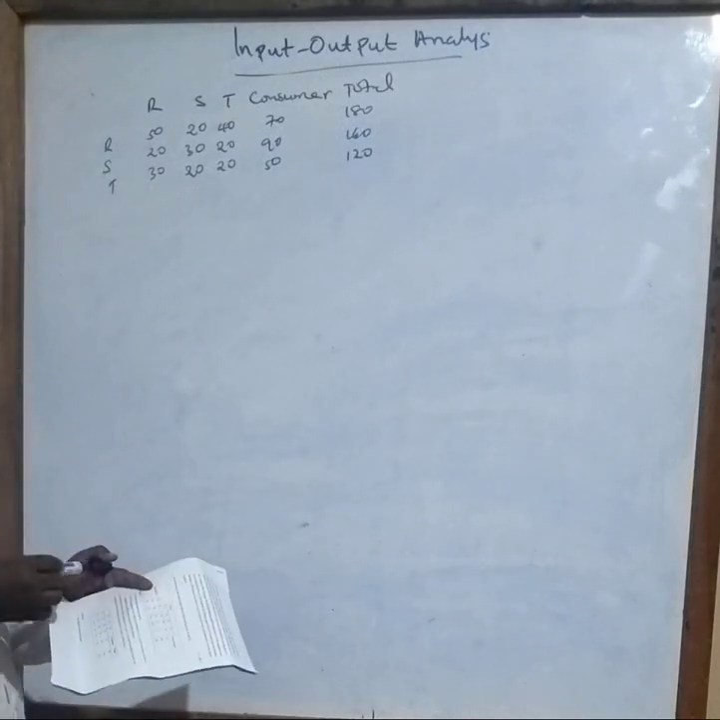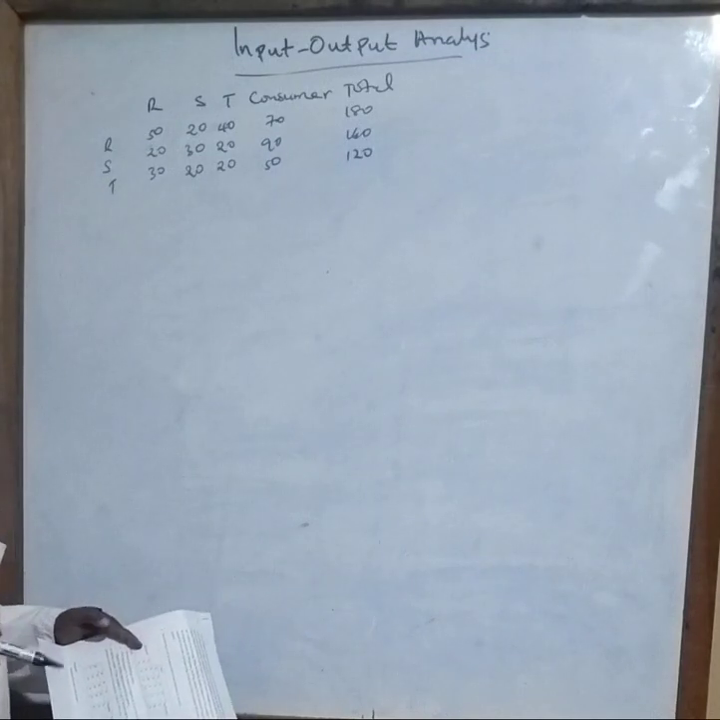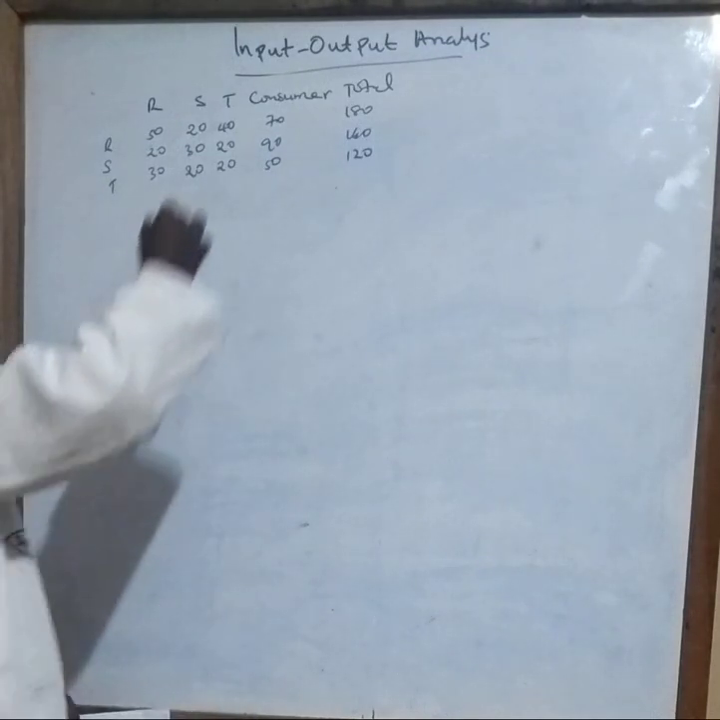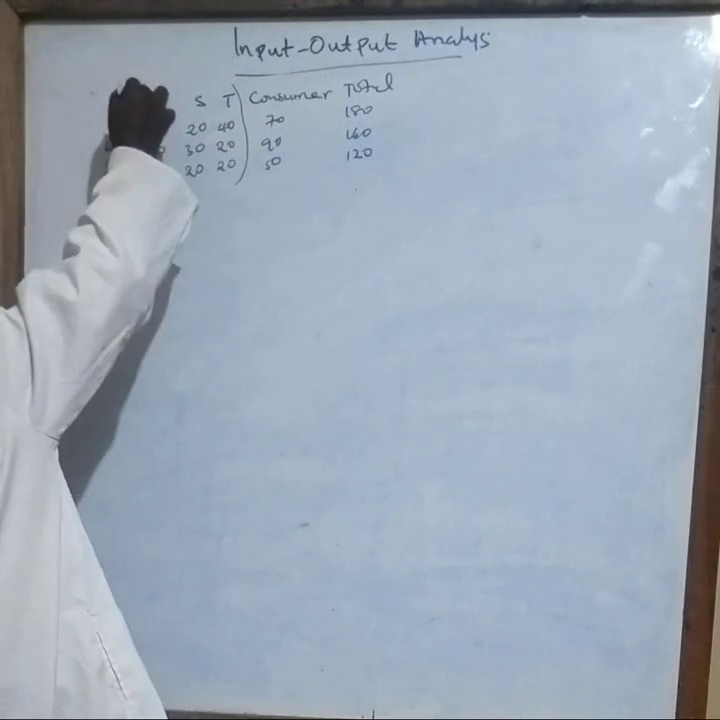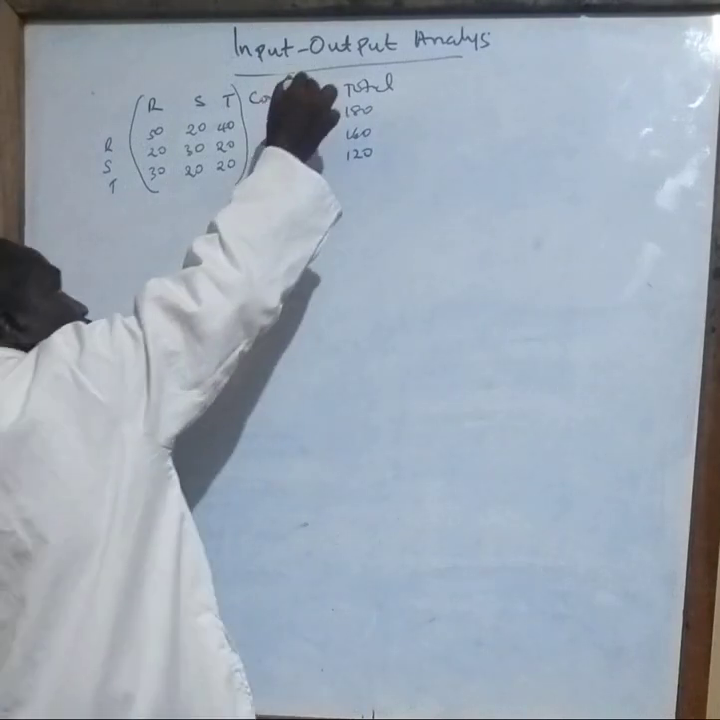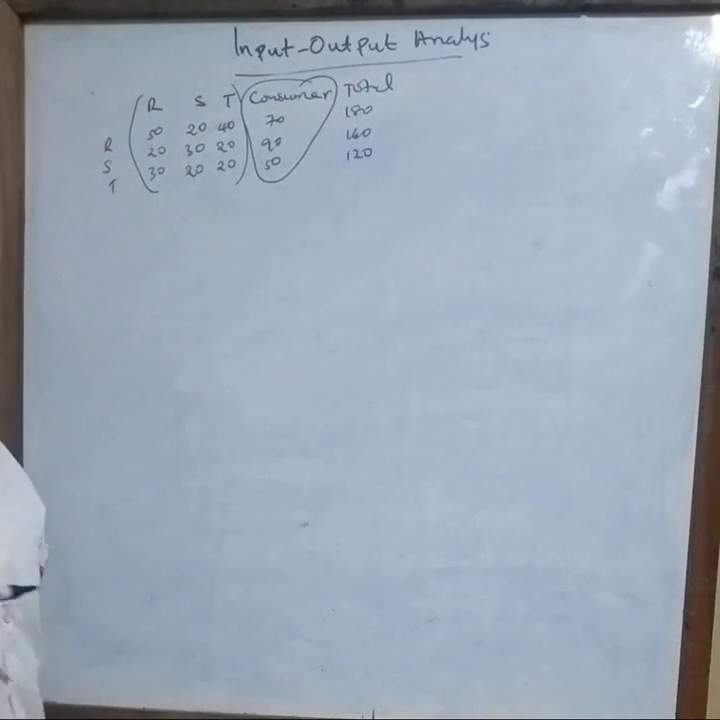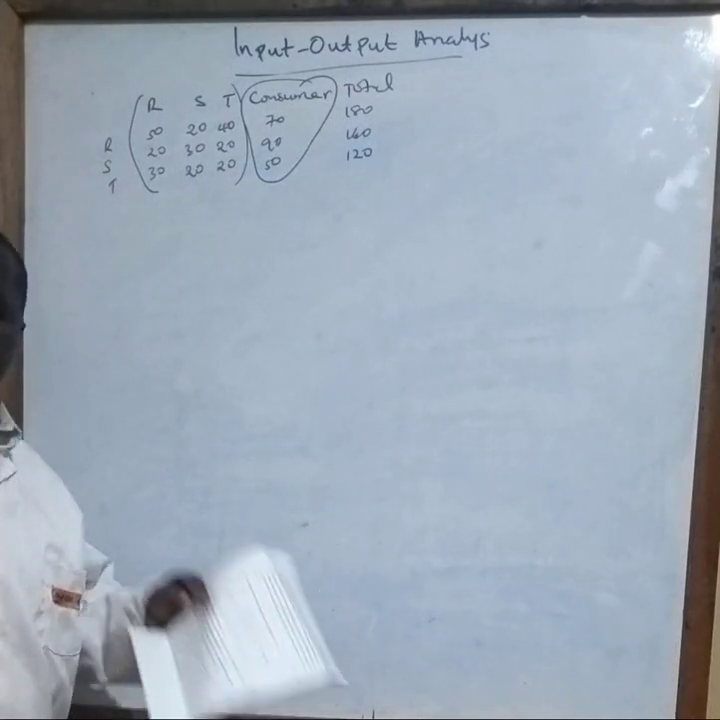I want to explain first, where are our interdependent sectors? This one here. From here is where we have our coefficient matrix. Two, this consumer behavior, which is sold to the outside external market, will keep on changing.